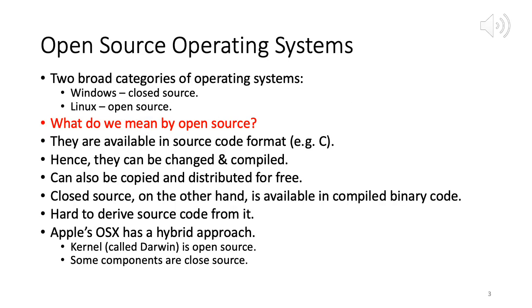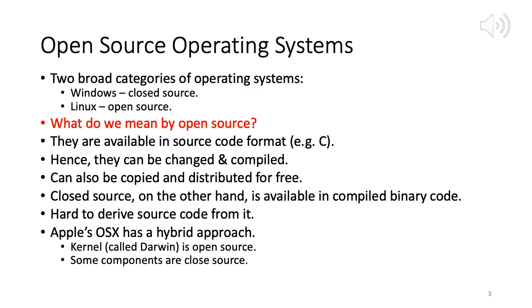Now I am on slide 3, and this is the last section of this chapter, open source operating systems. You may have heard about this term, open source operating system. In general, we can classify operating systems into two broad categories: closed source and open source. An example of a closed source operating system is Windows.